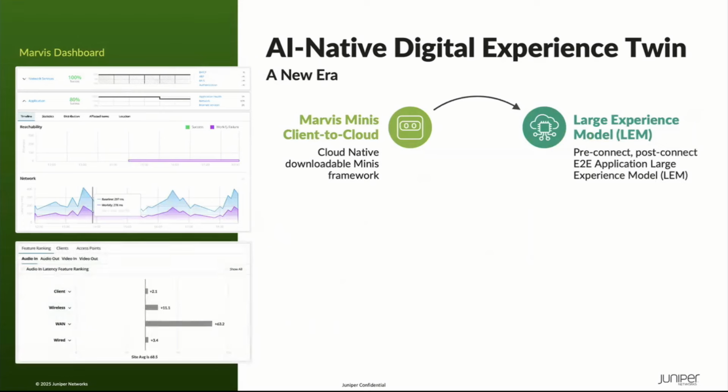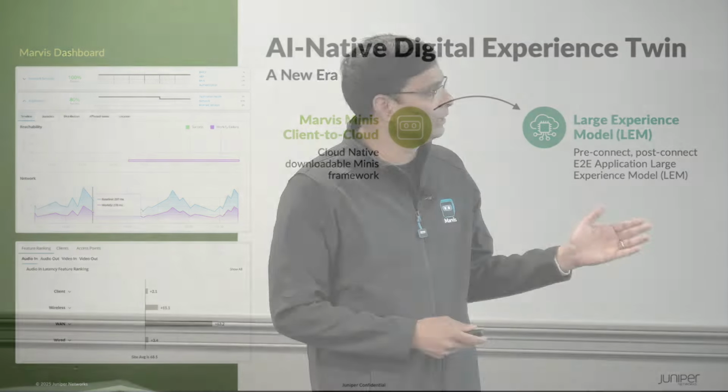Yeah, thank you, Bob. So basically what we're doing is, the large experience model so far was deciphering what is contributing to my Teams or Zoom problem. Now the Marvis Minis client to cloud data is going to add to the features that we show under that model, to say, oh, your Teams or Zoom is degraded, not just because it is Wi-Fi or the wired or the WAN, but maybe it is this third hop into the data center that's causing it.